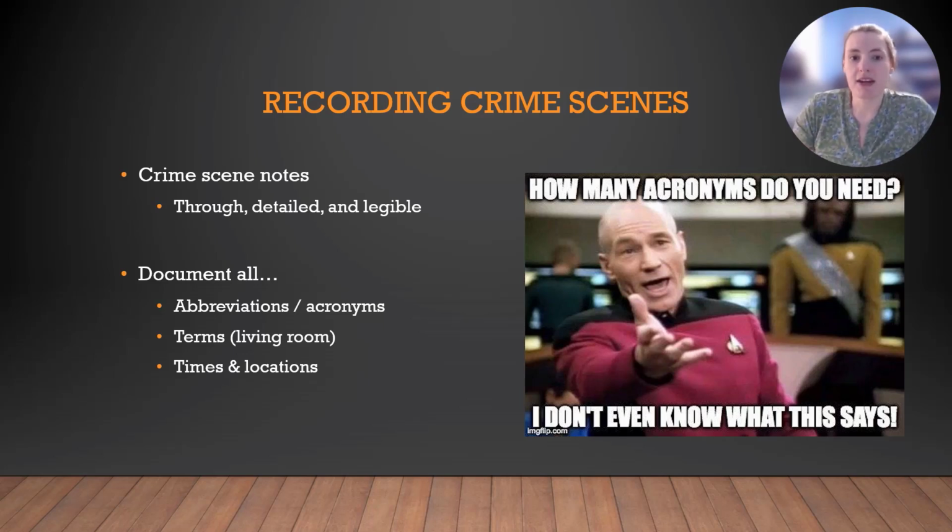You should also document all the times and locations for everything, especially if you have multiple scenes or multiple investigators.